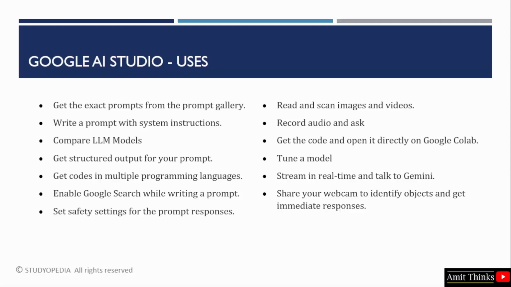Easily upload images and video and use the Google AI Studio to read and scan it. With that, you can give audio prompts also. For your projects, easily get codes on the click of a button, and you can also open these codes directly on Google Colab. Tune a model easily based on specific task.